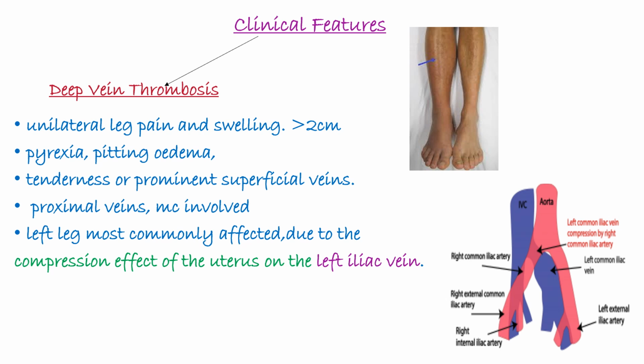Hypercoagulability, stasis, and endothelial injury. So pulmonary embolism, the clinical features. First of all, just to remind you what pulmonary embolism is. This is when you have clots in the pulmonary arteries in the lungs.